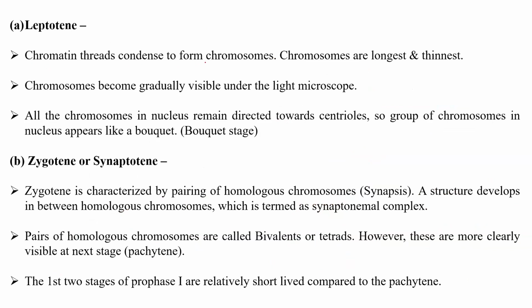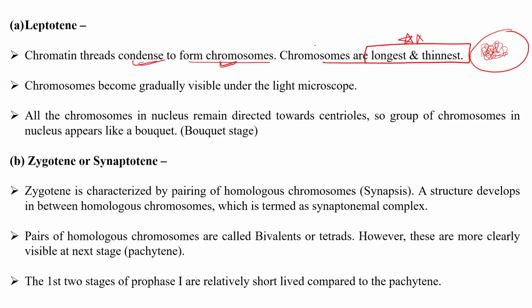The chromatin threads condense to form the chromosome. So in our cell, usually when it is in a non-active form, it is present in a thread-like form, which is the chromatin. This chromatin is nothing but the uncondensed form of the chromosome. So the chromatin threads condense to form the chromosomes, and chromosomes are longest and thinnest at this stage. This might be asked: the chromosomes are longest and thinnest at which stage? They are longest and thinnest at the leptotene stage.